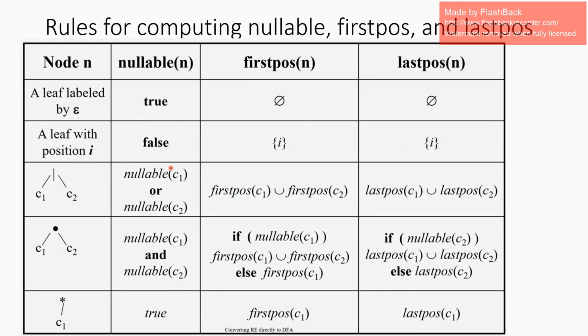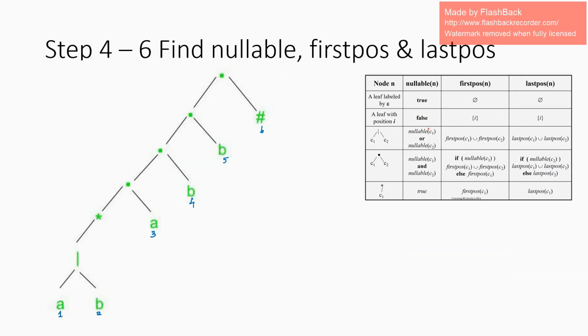And after numbering, we have to compute the nullable, first position and last position for every node. And these are the rules. You have to note down all the rules. If the leaf is labeled by epsilon, then nullable is true and the first position and the last position are empty. If the leaf is with position i, then nullable is false and the first position is i and the last position is i. These rules you have to remember in order to compute the nullable, first position and last position. And this is our syntax tree generated with the numbers labeled on the leaf nodes.